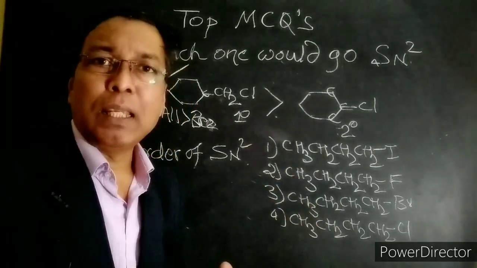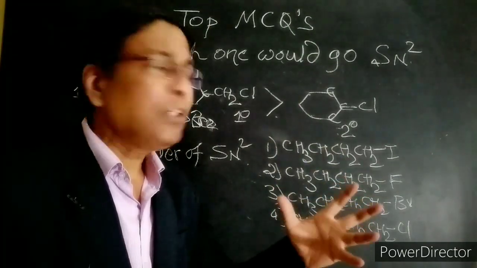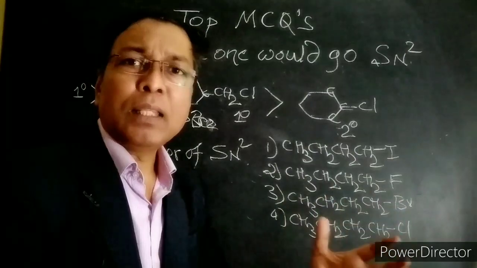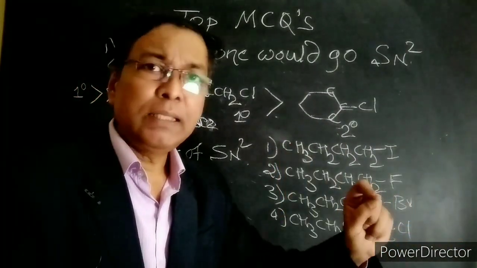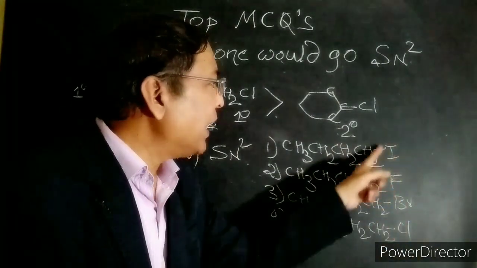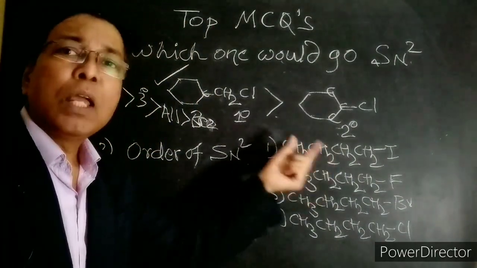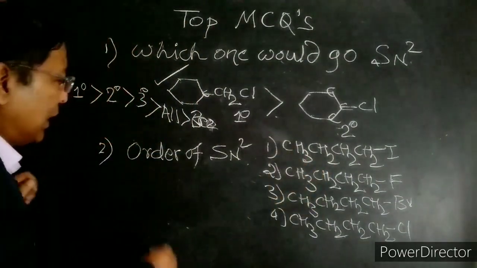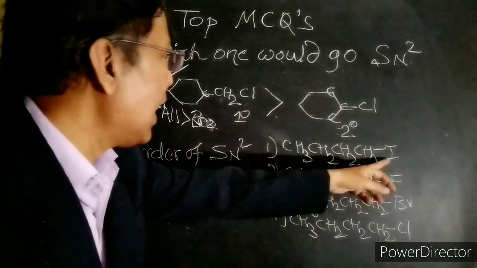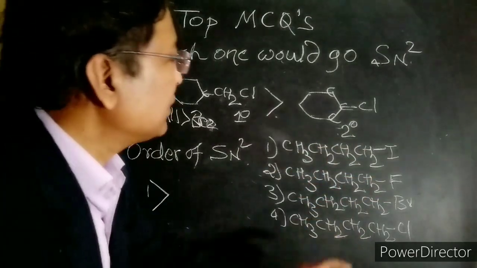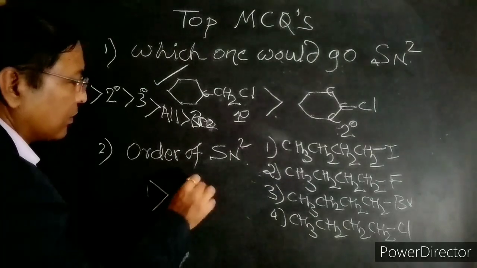The hint for this is when the alkyl groups are the same, then we have to compare the size of the halogen atoms. Bigger the size, easier the leaving group. Therefore, iodine is bigger, so it is an easy leaving group. Therefore, it undergoes SN2 reaction very rapidly. Therefore, the first is iodobutane.